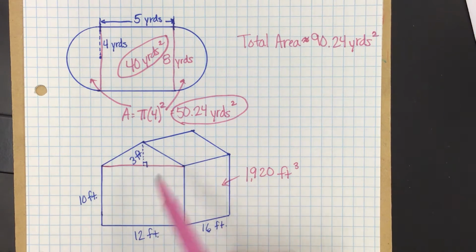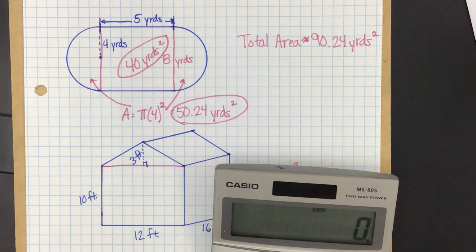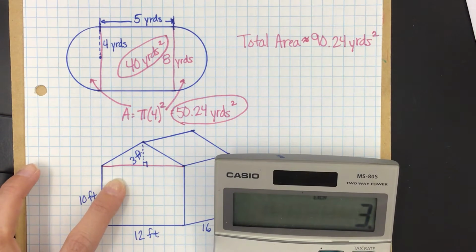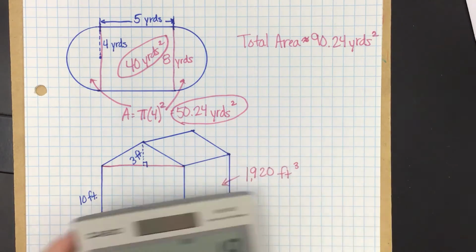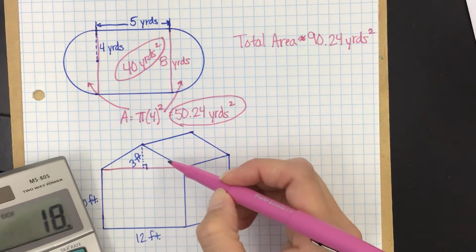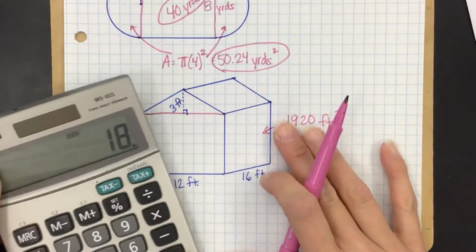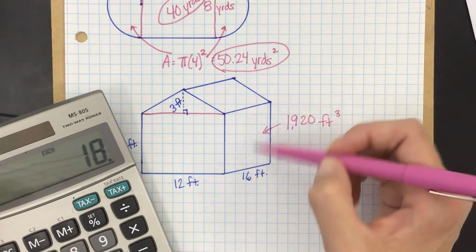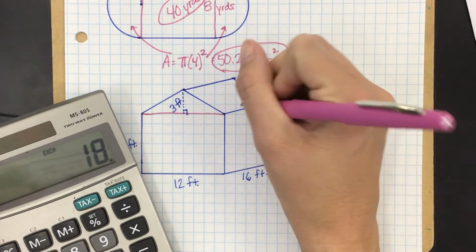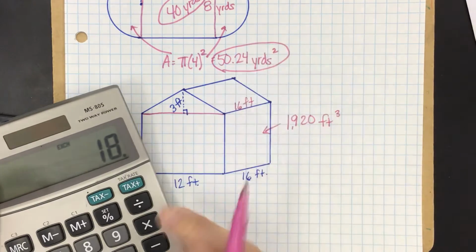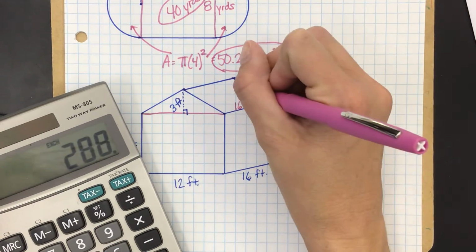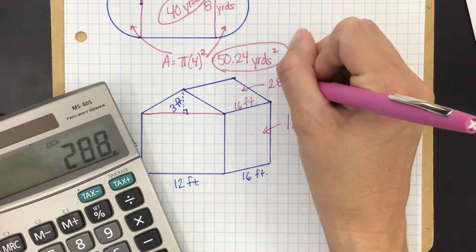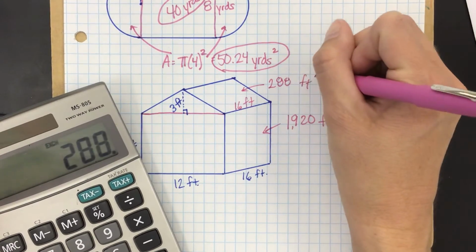So I'm first gonna find the area of my triangle, which is 3 times 12 divided by 2. Now I know that the area of this triangle is 18. Then I'm gonna multiply by the length of my prism, which is 16, because we can see that down here. This is also 16 here. So times 16. And I get that this volume is 288 feet cubed.